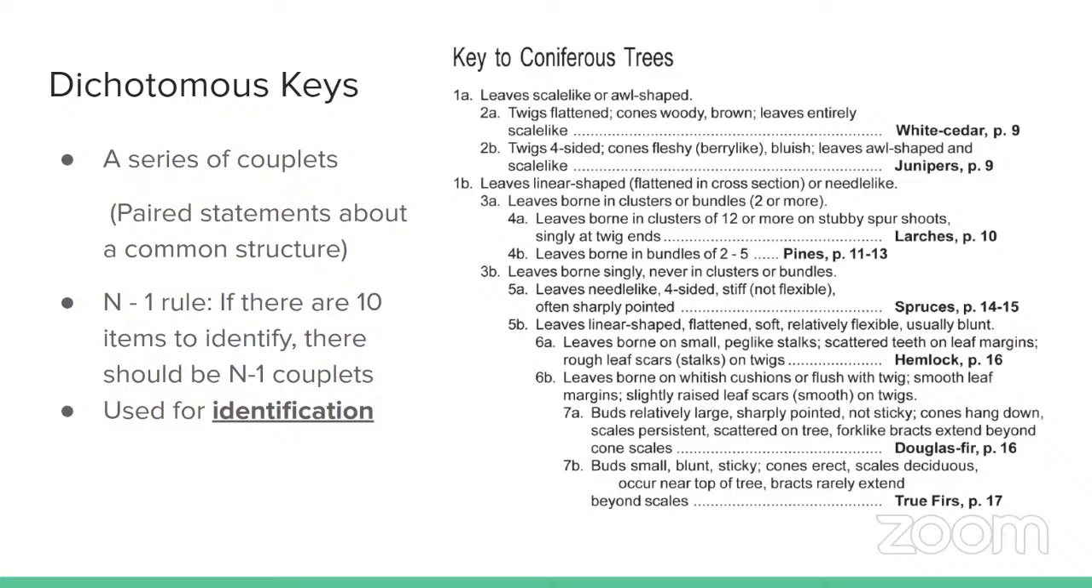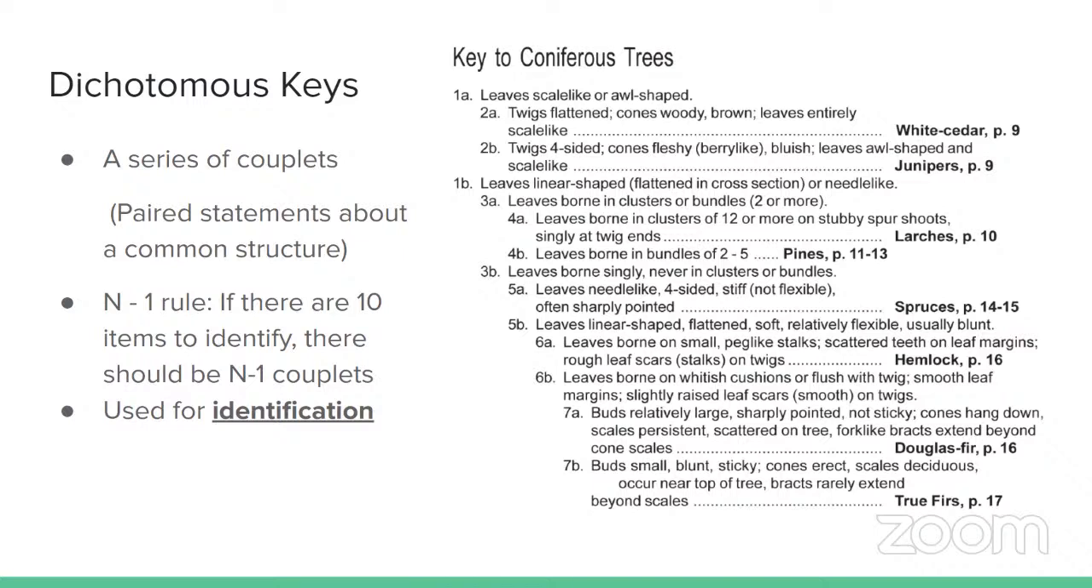So in order to effectively identify plants using a dichotomous key, you're going to need a specific number of couplets of these either-or statements. And it happens to be the case that you'll need n minus 1. So if you have 10 items to identify, 9 different couplets.